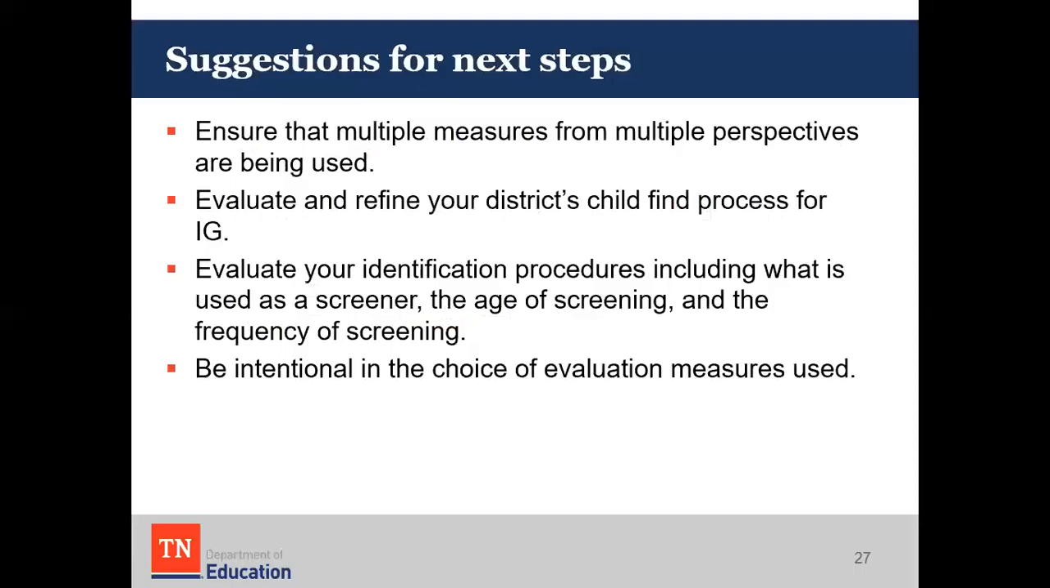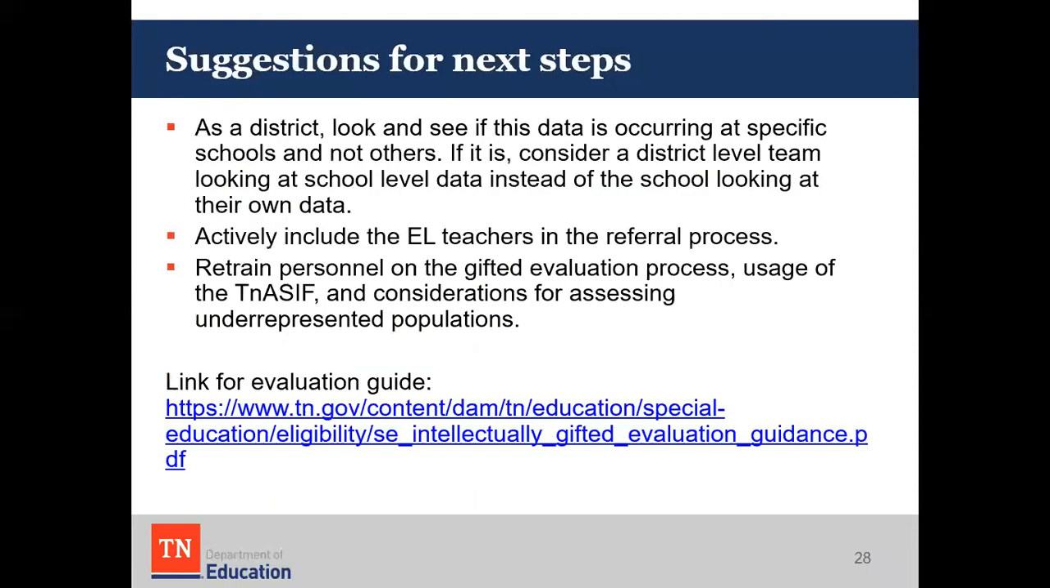So what are your next steps? Ensure that multiple measures from multiple perspectives are being used. Evaluate and refine your district's child find process for intellectually gifted. Evaluate your identification procedures, including what is used as a screener, the age of screening, and the frequency of screening, and be intentional in the choice of evaluation measures used.